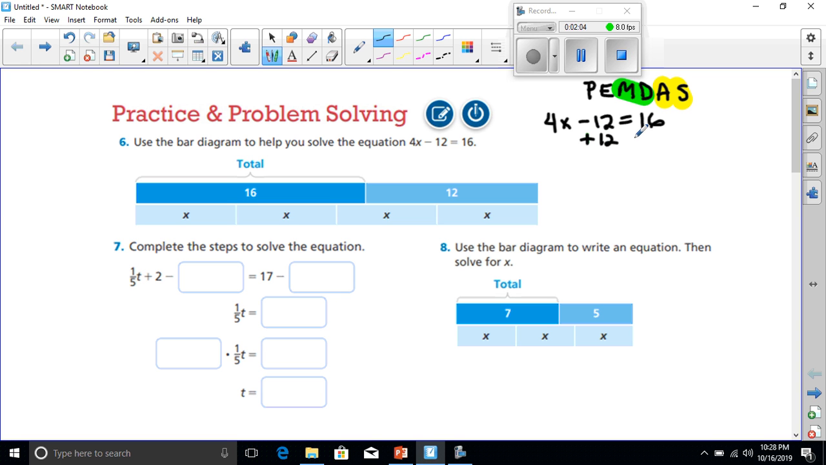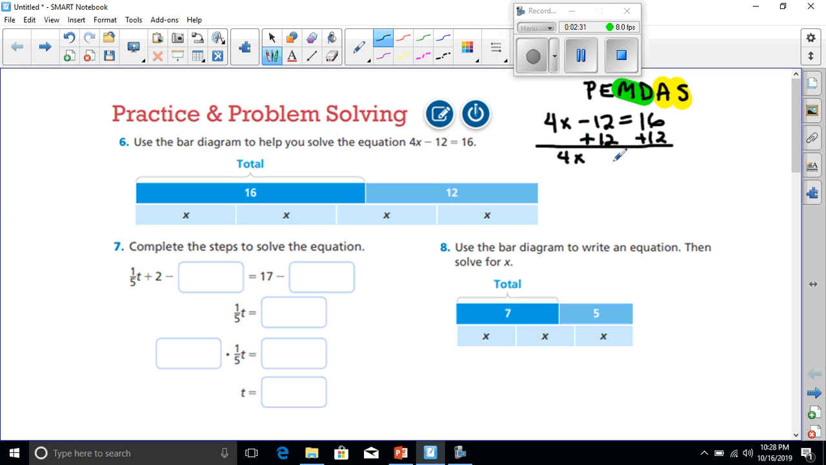And now the rules say that whatever I do to one side of the equal sign, I have to do to the other side of the equal sign. So that means I have to add 12 to this side. Now some might say, why am I getting rid of this 12? Remember, the objective is to get x all by itself. So I have to get everything else, all the numbers on this side, and get x alone. So now 12 minus 12 is 0, so I got rid of that. That leaves me with 4x.